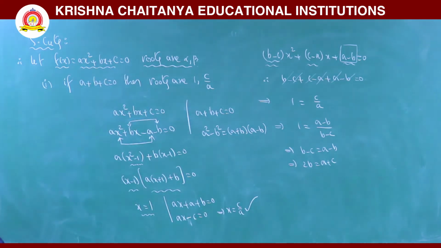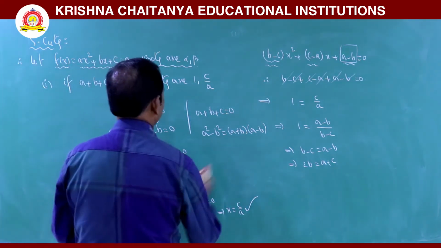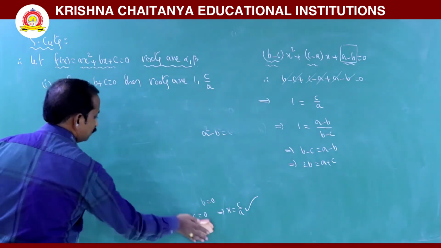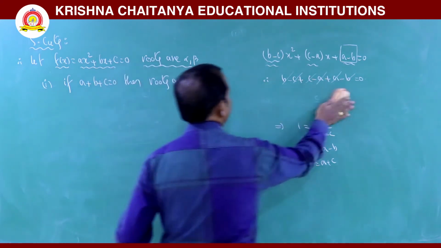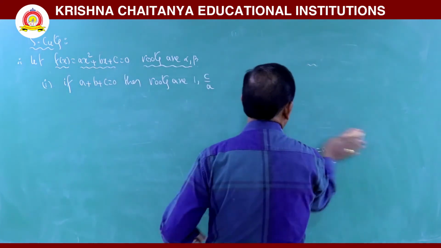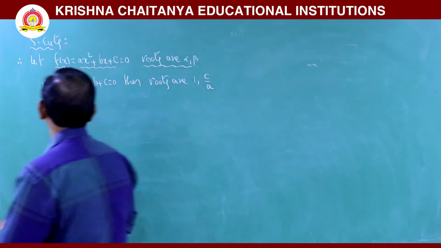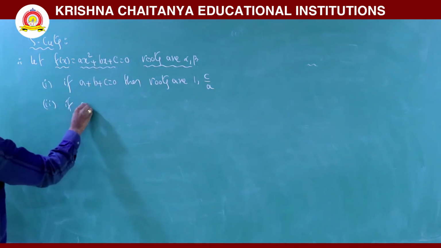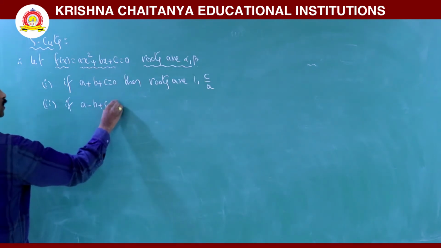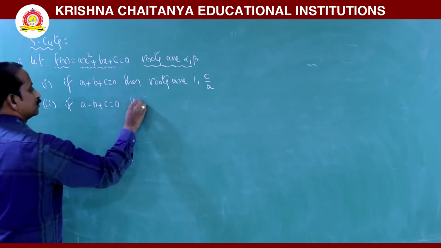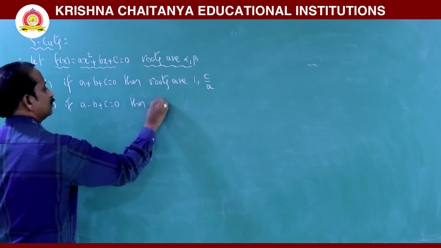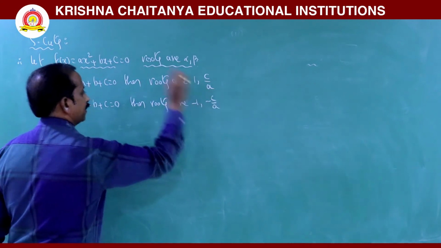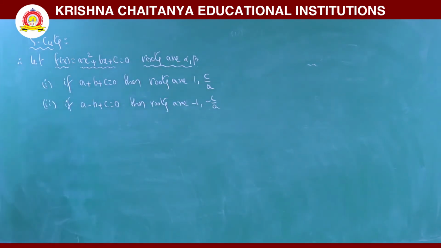Now, come to another condition. So, what about another condition? In the polynomial f of x, a minus b plus c is equal to 0. If a minus b plus c is equal to 0, then what are the roots? Then the roots are minus 1 comma minus c by a.